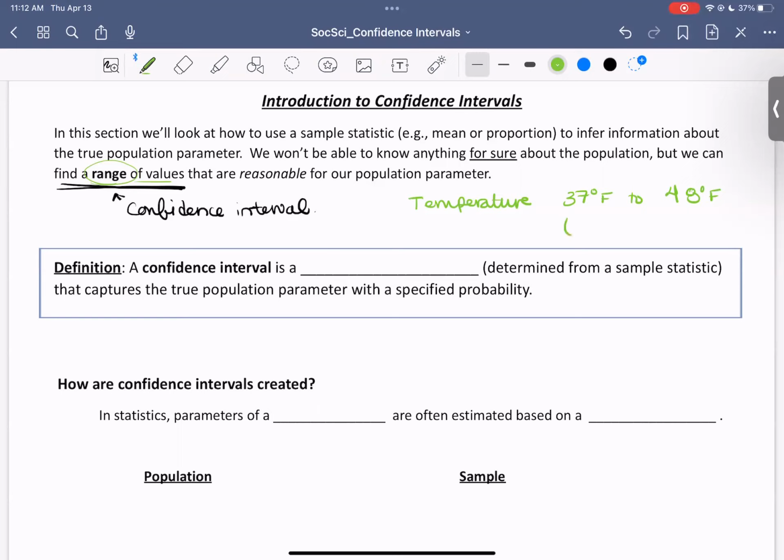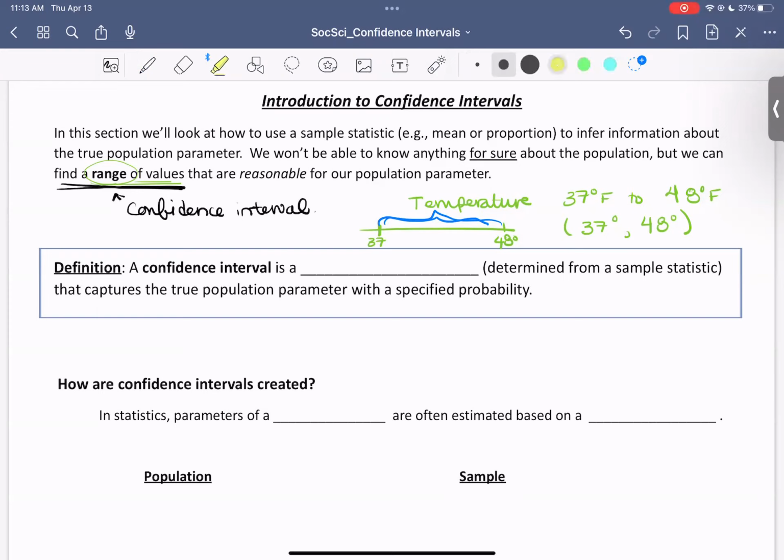So this range of values from 37 to 48 degrees Fahrenheit is what I'm considering when I say a range of values. Often we write a range using interval notation like this. So 37 degrees, comma, 48 degrees. So that notation means all of the values from 37 to 48 degrees. So that interval is a range of values. Okay, let's get into it a little more. So let's look at the definition.